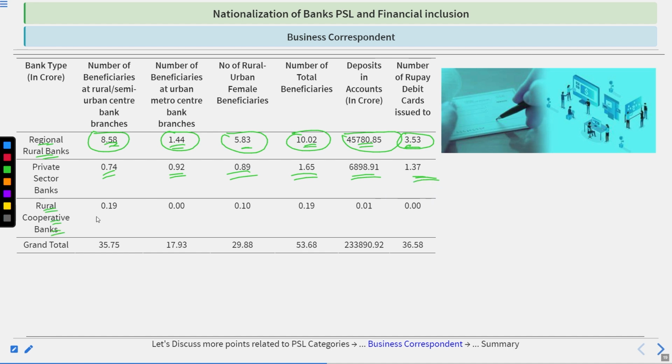Rural cooperative banks, 0.19 crores, 0.00 crores, 0.10 crores, 0.19 crores, 0.01 crores, 0.00. Grand total is 35.75 crores, 17.93, 29.88, 53.68, 233,890.92, 36.58.